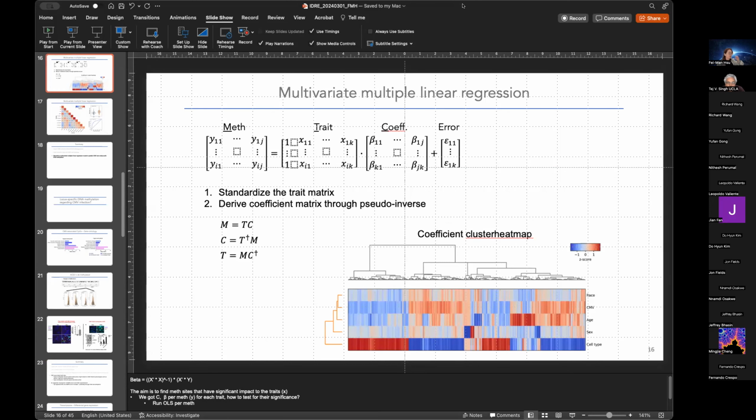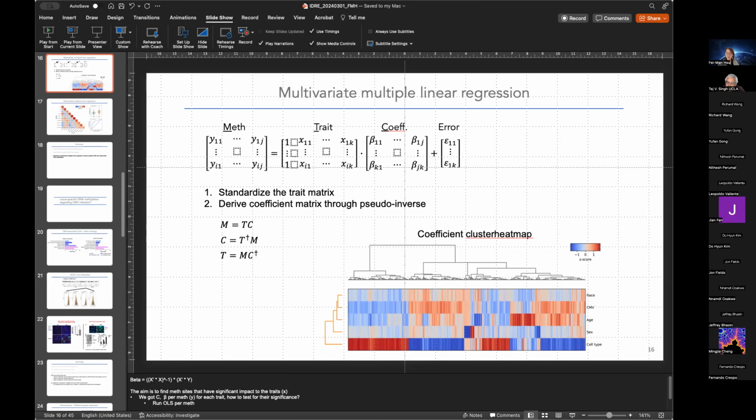Yeah, so I guess we tried several ways. We present this one because, since it's a clinical study, we have to model every trait at the same time to look into their contributions per CpG locus. So that's why we are modeling with a multivariate model.